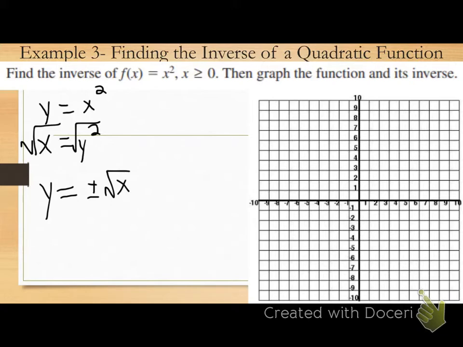But let's look at something real quick. We restricted my domain on my original function to x is greater than or equal to 0. When I take the inverse of a function, what happens to the inputs and the outputs? They're flipped, right? What happens to the domain and the range? They're flipped also, right? So if we're limiting the domain on my original function to x is greater than or equal to 0, what does that mean for my inverse function?